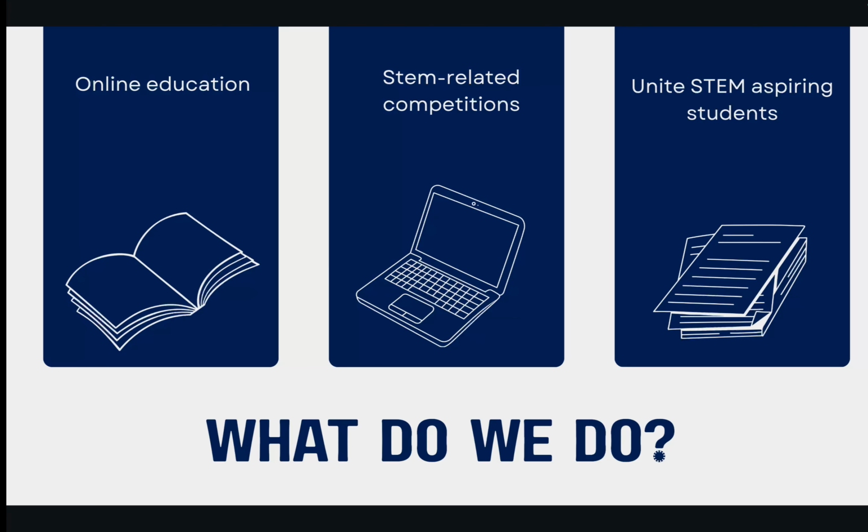So, first of all, ISSO has three big activities going on. The first one is the online education, which is the program you will all take. The second one is STEM related competitions. We hold regular competitions every year in various aspects such as UCC or simply problem solving competitions. We also hold essay competitions and we are trying to expand them further. The last one is Unite STEM Aspiring Students. We do activities in and out of school that promote the importance of education in STEM, especially using our social media. These are the three main programs we're doing right now.